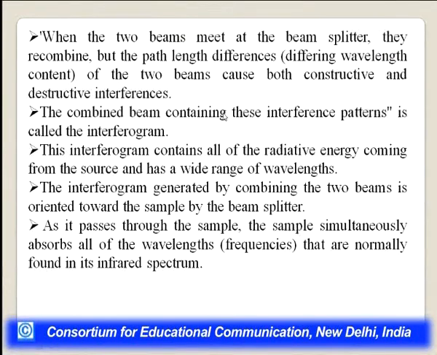The combined beam containing these interference patterns is called the interferogram. The interferogram contains all the radiative energy coming from the source and has a wide range of wavelengths. The interferogram generated by combining the two beams is oriented towards the sample by the beam splitter. As it passes through, the sample simultaneously absorbs all the wavelengths that are normally found in its IR spectrum.